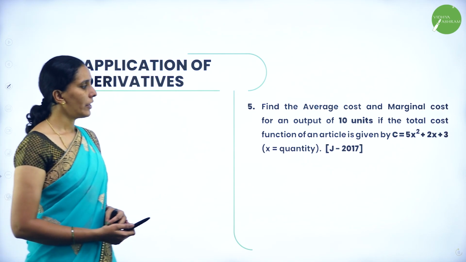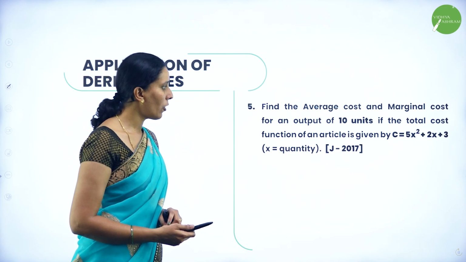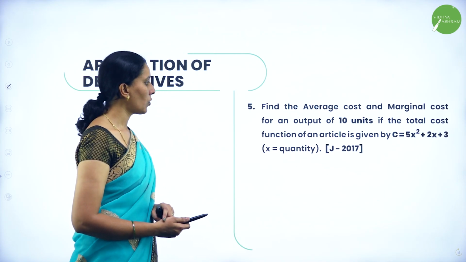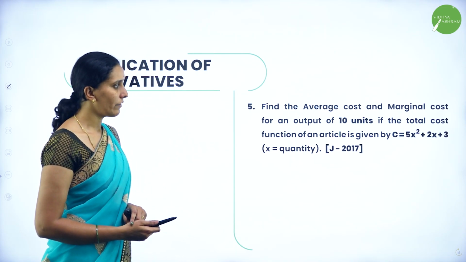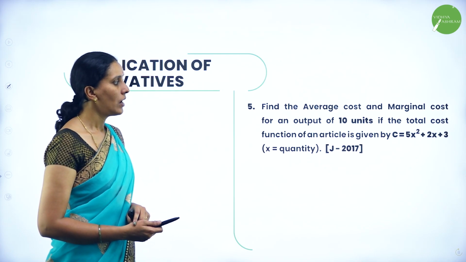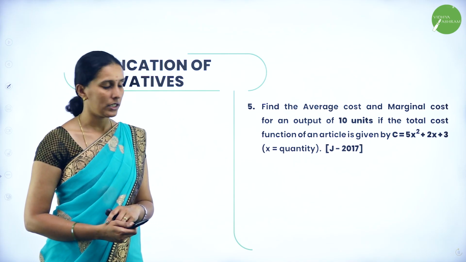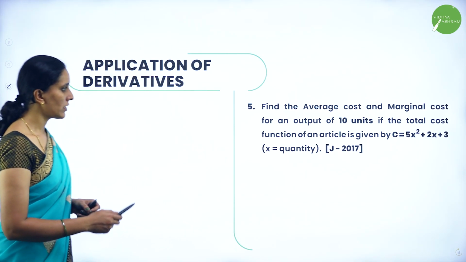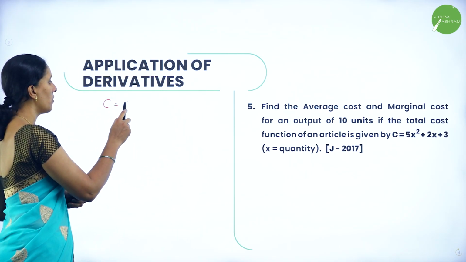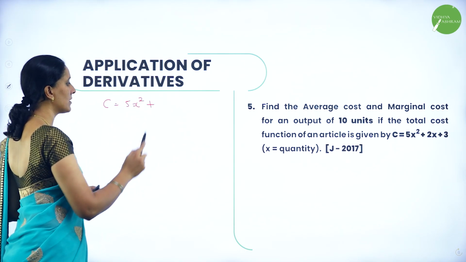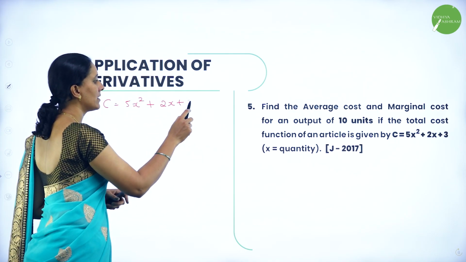Next, find the average cost and marginal cost for an output of 10 units if the total cost function of an article is given by C is equal to 5x square plus 2x plus 3. So x is equal to quantity here. So here the cost function is given, C is equal to 5x square plus 2x plus 3.